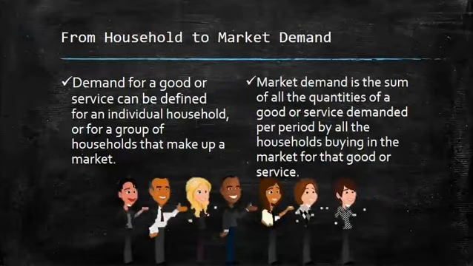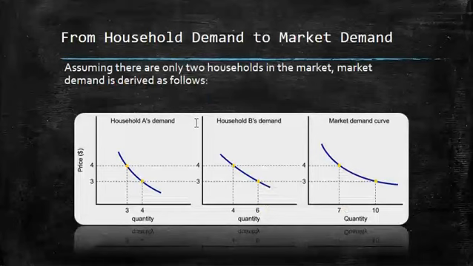From household to market, demand for goods or service can be defined for an individual household or for a group of households that make up the market. Market demand is the sum of all the quantities of goods or services demanded per period by all the households buying in the market for that good or service. So these are just the same concept. Pare-pareho lang to, no? Assuming there are two households in the market, market demand is derived as follows. Household A demand, household B demand, market demand curve.